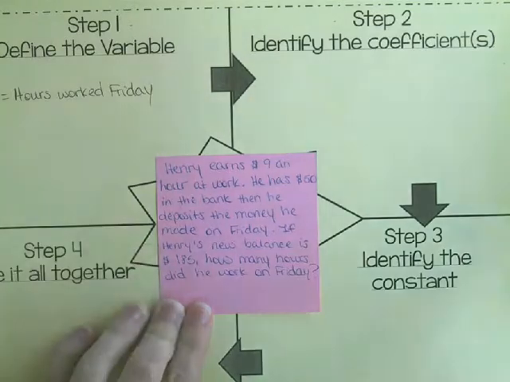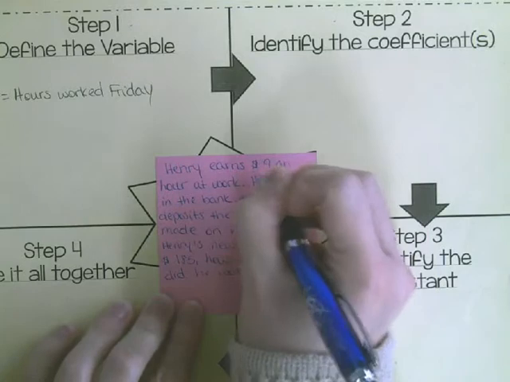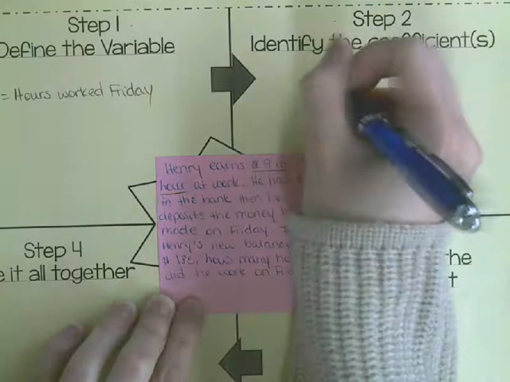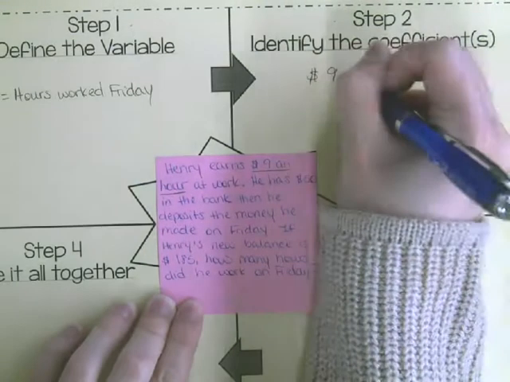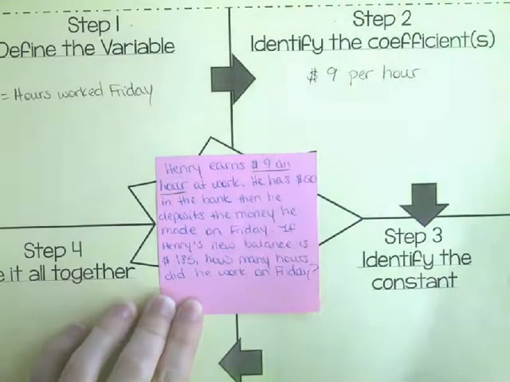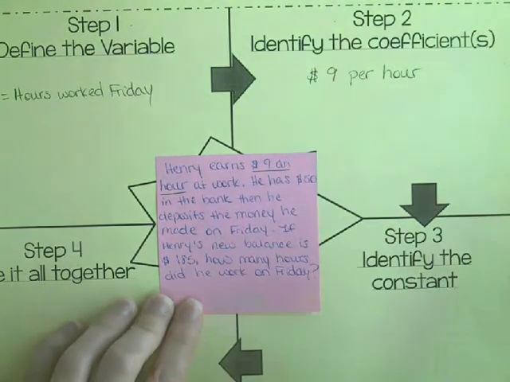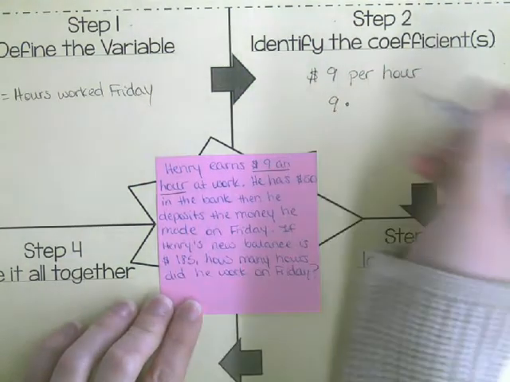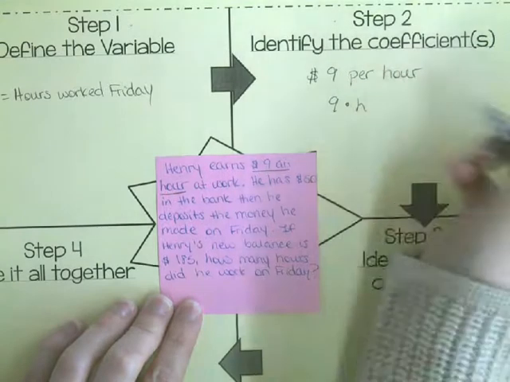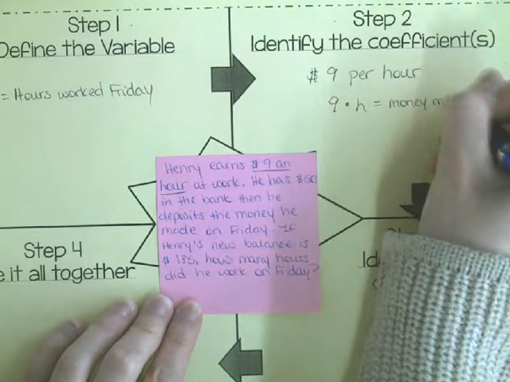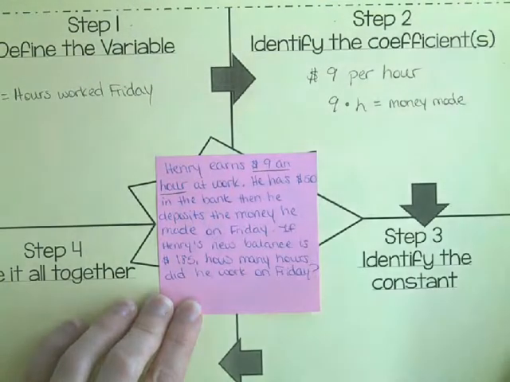Well, it says in the problem, he earns $9 an hour at work. So if he earns $9 per hour, then to find how much money he would make, we would have to multiply 9 times the hours he works. That would tell us the money made during his workday. So that's going to be represented with 9H.